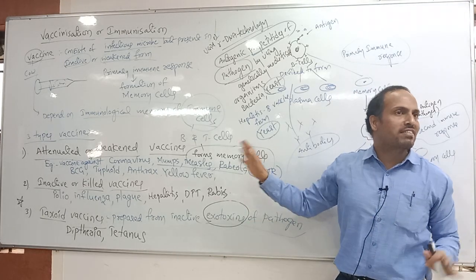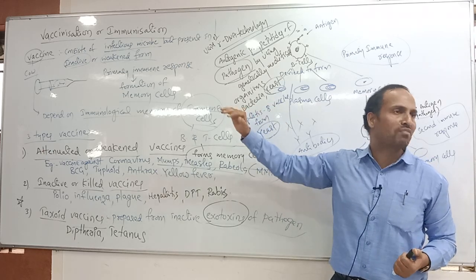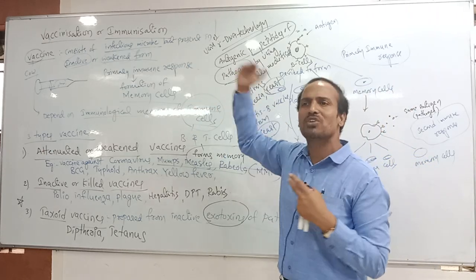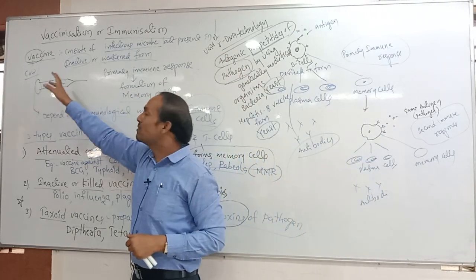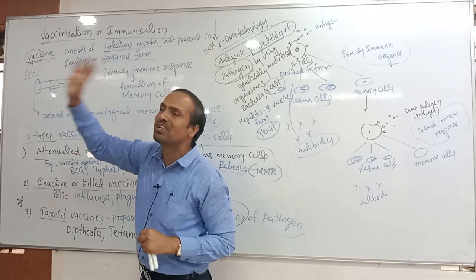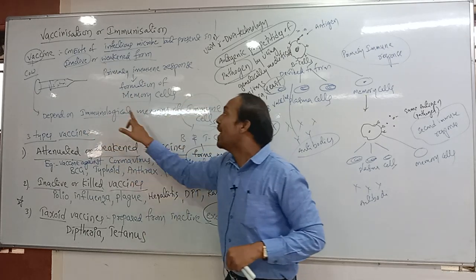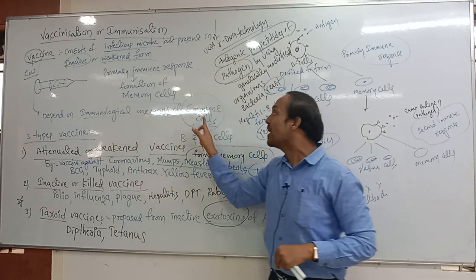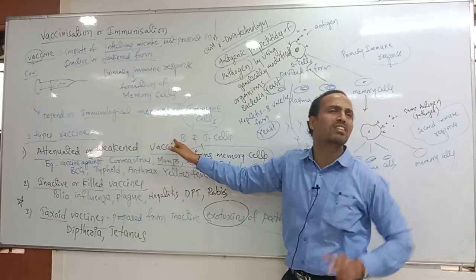So vaccination means the process of injection of the vaccine, or the process of insertion of the vaccine, is called vaccination. Okay, who was the first to develop the vaccine? Edward Jenner. That's why he's the father of immunology. Generally vaccination commonly depends upon which one? Immunological memory of immune cells. Which cells? Mainly B cells and T cells only.